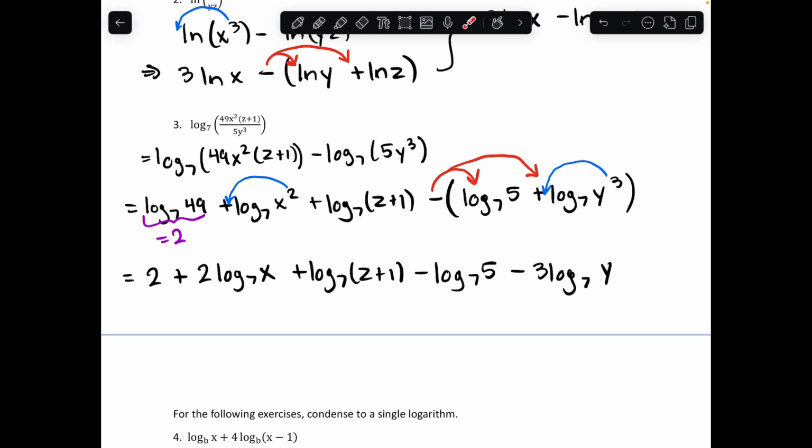One thing you should be wary of, though, is that if you see a sum inside of a logarithm, you cannot separate it using the product rule. That is only for products, so x times y or z times 5. This right here is z plus 1, and so we can't actually separate it, though it is tempting. So let's go ahead and move on down to the next problems.